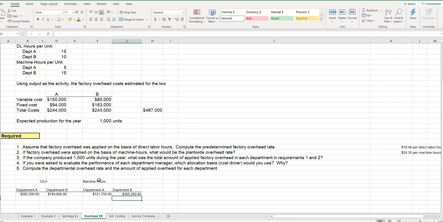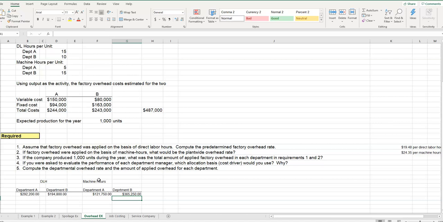So, if you were asked to evaluate the performance of each department manager, which allocation basis or cost driver would you use and why? So we have a variety of situations here. If I'm the manager of Department B, I want you to use direct labor hours to allocate overhead to me because that lowers my costs, which makes my performance look better. If I'm the manager for Department A, I want you to use machine hours to allocate overhead.